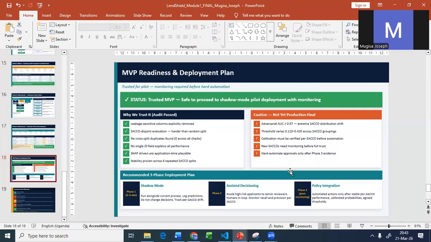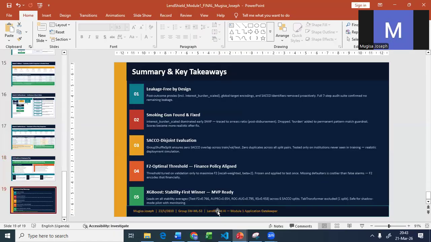So this is our deployment plan. We run alongside the current process. We log predictions. We do not change decisions. We track the circle drift. Then we do assisted decisions, and then policy integration. So, the summary and key points: leakage-free design, the smoking gun found, and circle-disjoint evaluation.